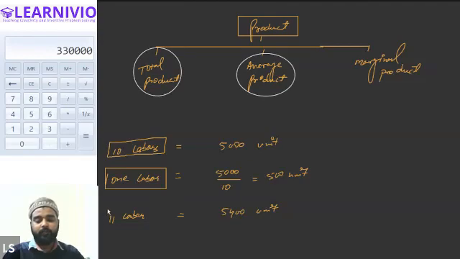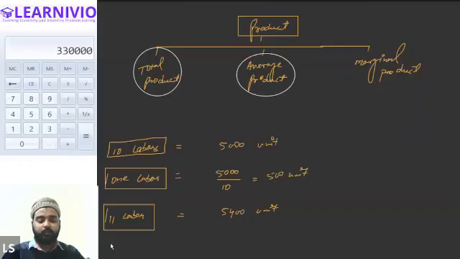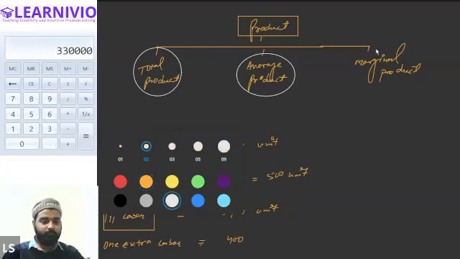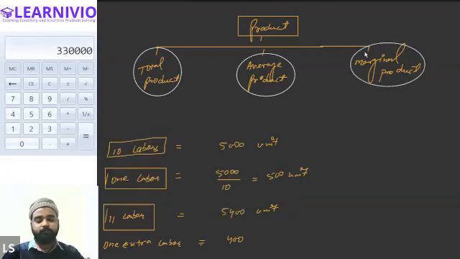Correct, 5,400. Now can you also tell me how many extra units we are able to produce by applying one extra labor? 400. So whatever quantity one extra labor is contributing will be considered the marginal product. So 400 in this case will be the marginal product. Tell me, Alexander, is the concept of total product, average product, and marginal product clear to you? Yes, sir.